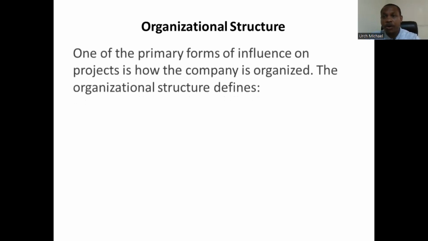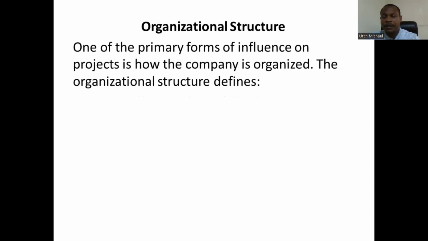Now, we're going to look at another concept in project management. It's a very important concept, not just in project management, but in operations management. And that concept is organizational structure. You as a professional should understand this concept so well. Also, if you're preparing for your PMP, you need to understand this so well.